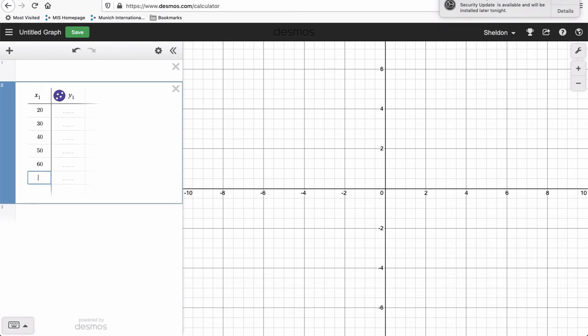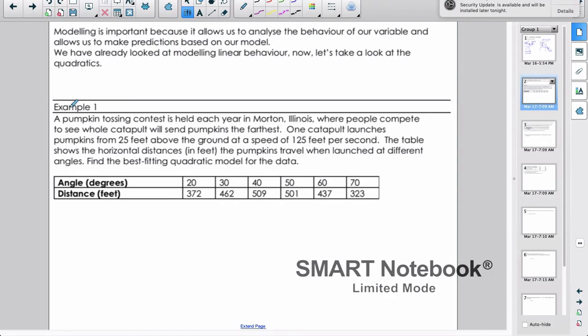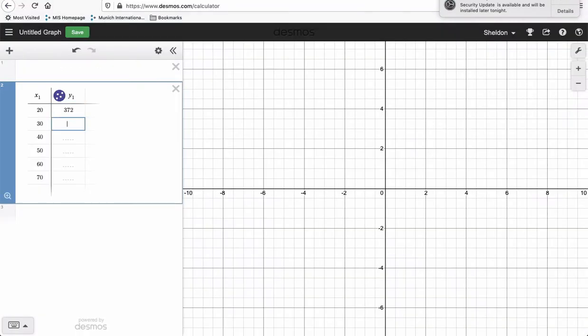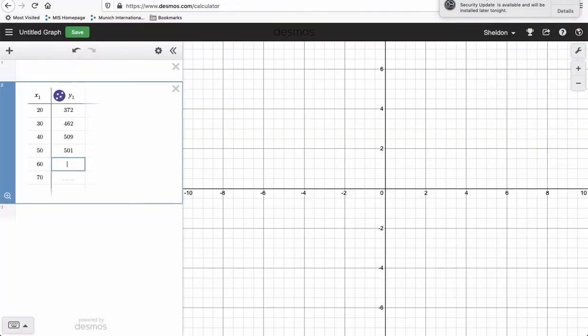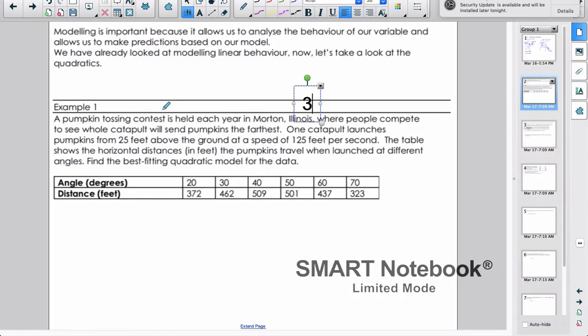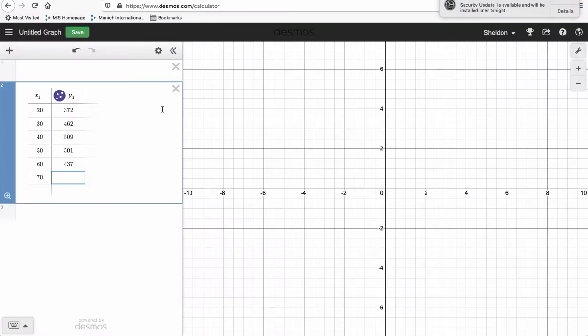Let's delete that, 70. And then the y values are 372, 462, 509, 501, and 323. You're going to be using Desmos for your criterion CD coming up, so make sure you know how to use Desmos and you practice using it.